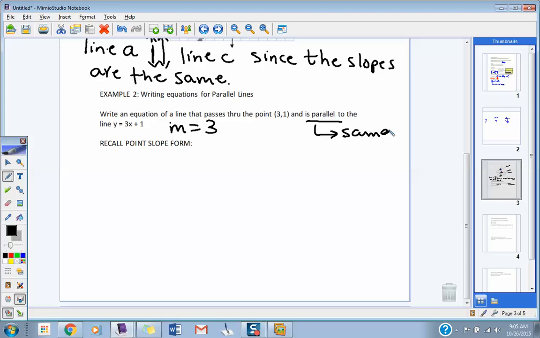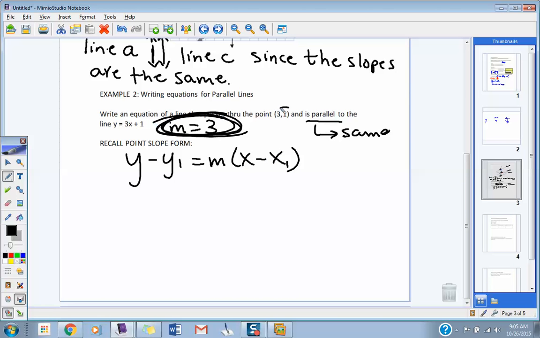All right, so we can call a point slope form. This is how you do it. Here's your formula. We have for any equation with a slope of 3, such that it passes through which point, kiddos? 3, 1. All right, volunteer to help me fill in stuff. Volunteer to help me plug in stuff.